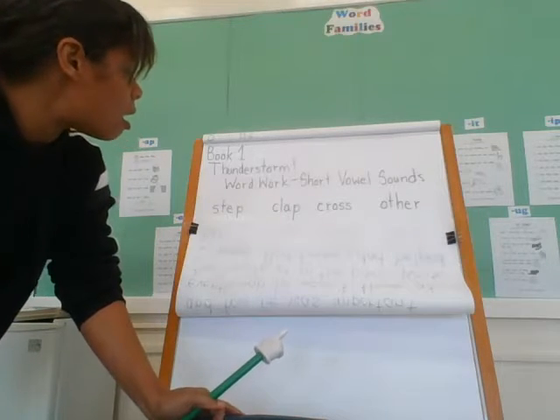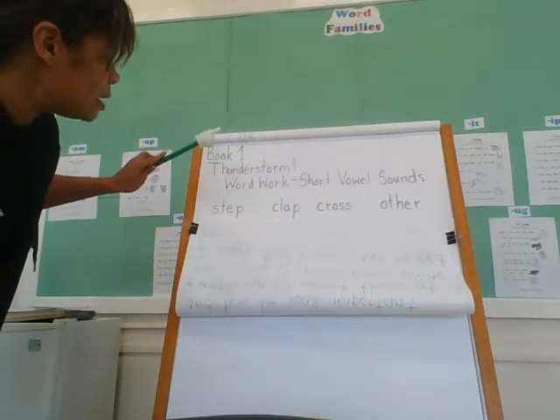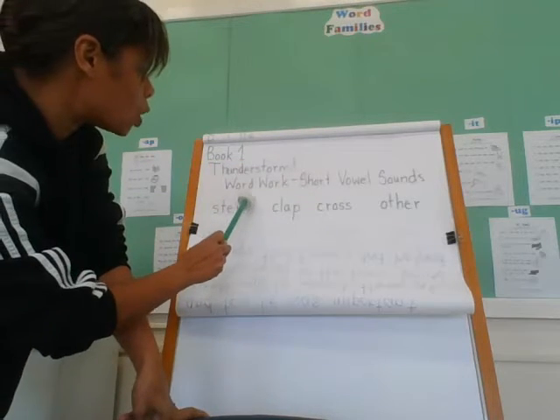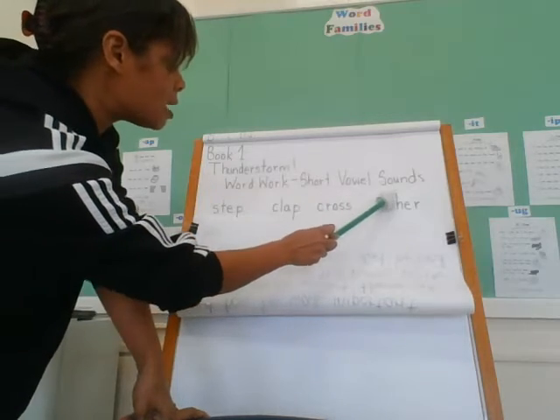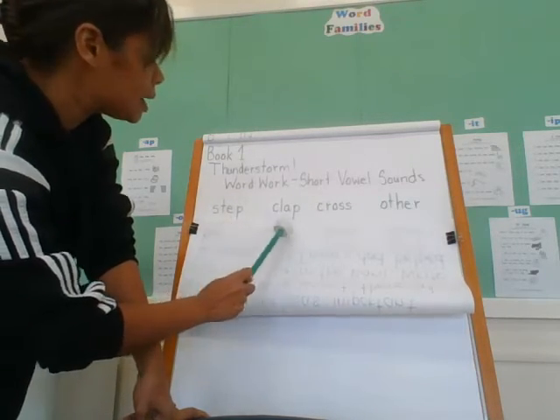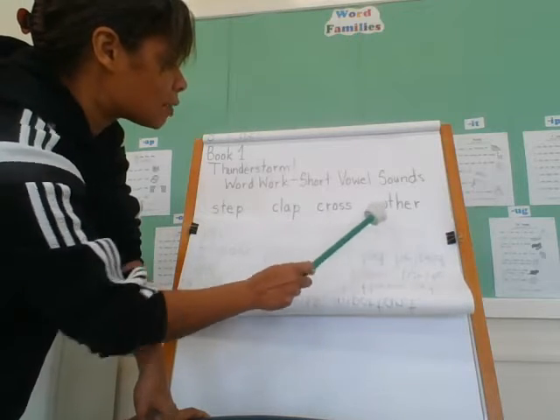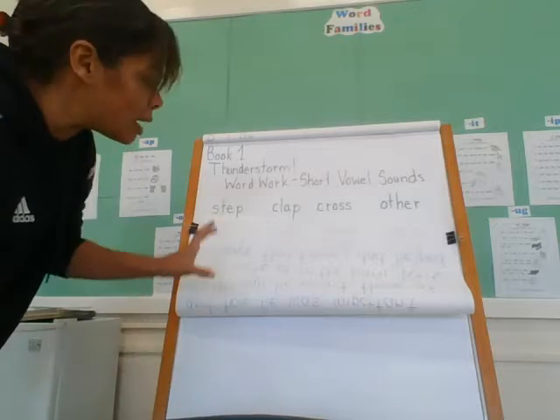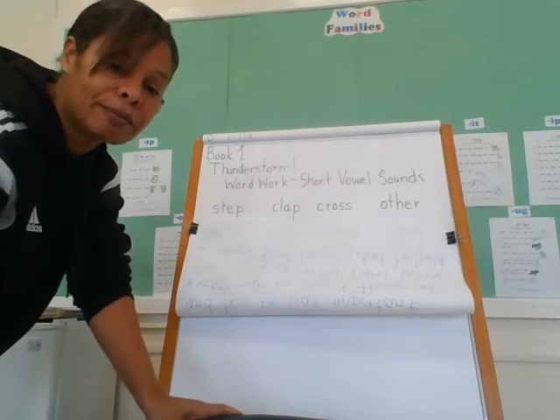Okay? All right, so after you have the book, title, date, I want you to write the title word work, short vowel sounds, and I want you to write these 4 words: step, clap, cross, and other. At this point, you can press pause to give yourself the opportunity to write all of this information down.